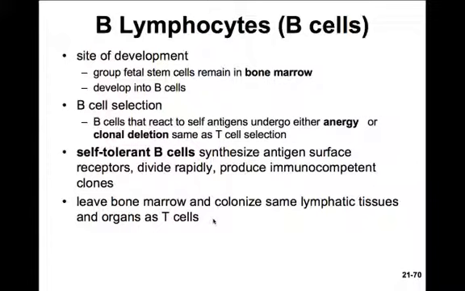Self-tolerant B cells will synthesize antigen surface receptors. They divide rapidly and they produce more and more immunocompetent B cell clones. They leave the bone marrow and colonize the same lymphatic tissues and organs as the T cells. So the B cells will be ready to attack anything that's floating around in the humor, in the blood. And the T cells will be ready to attack any cells that contain enemies.